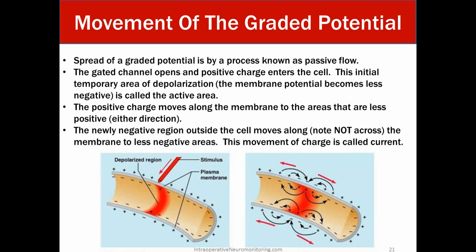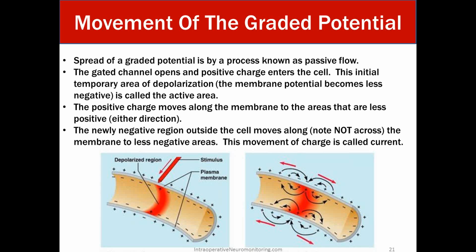Movement of a graded potential. The spread of a graded potential is known as passive flow. The gated channels open and positive charges enter the cell. This initial temporary area of depolarization, where the membrane potential becomes less negative, is called the active area.